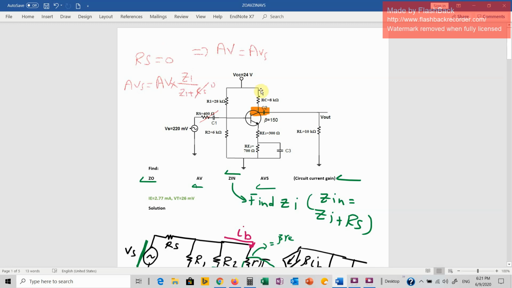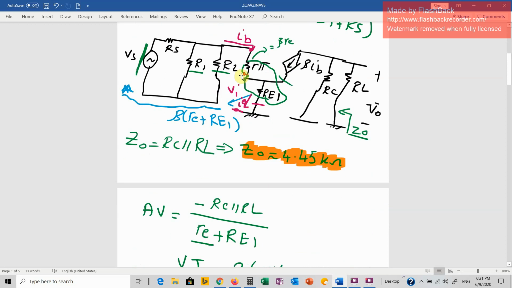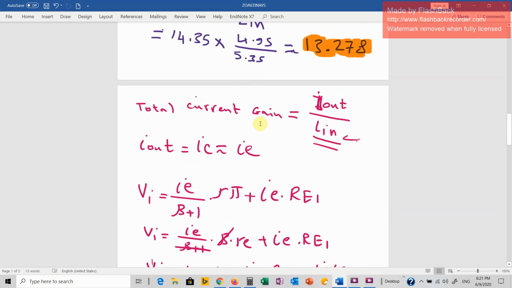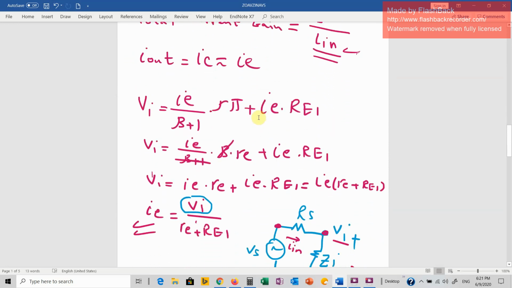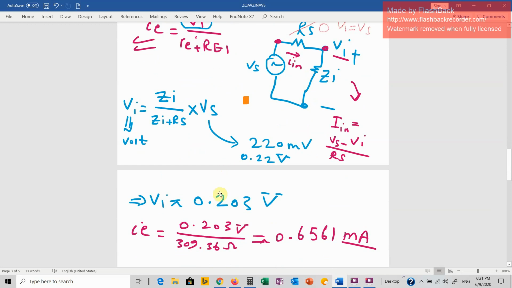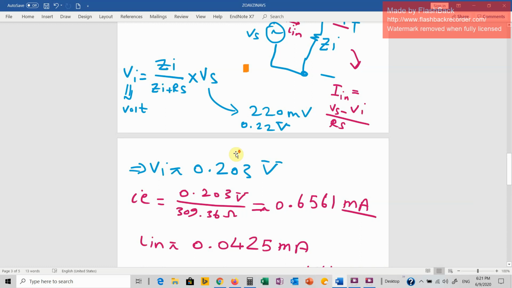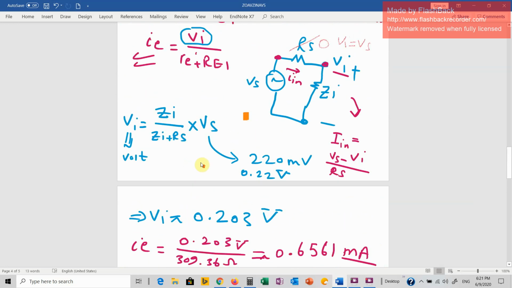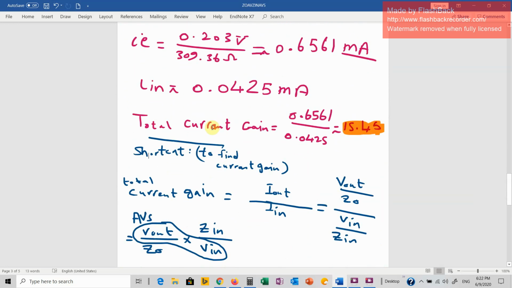Now that's first. For the current gain also, what's going to change in this case? If you want to find the total current gain using the first method, you can see if Rs here is 0, you can simply say Vi is equal to Vs, because they will become in parallel. Vs and Vi are going to be the same. So that means Vi is going to change, and that means IE is going to change, and IN also is going to change. I just wanted to highlight this point.